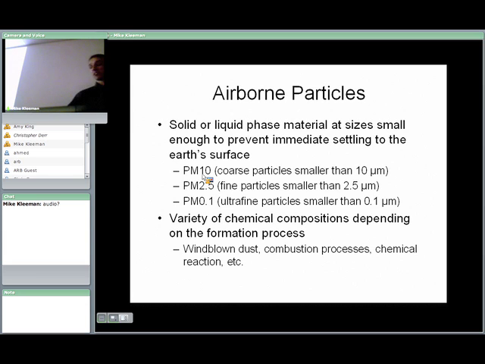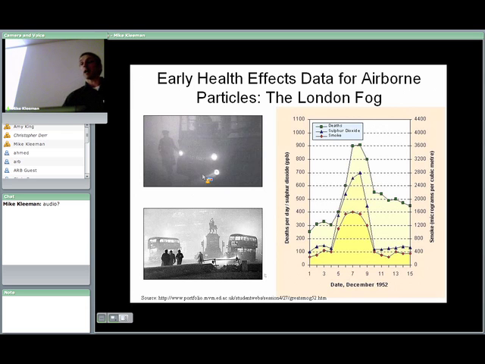There's lots of different things that can be present in those particles, depending on the source from which they originate, whether it's windblown dust or a diesel engine. You get a very different composition and nature of particle that is floating around in the atmosphere.